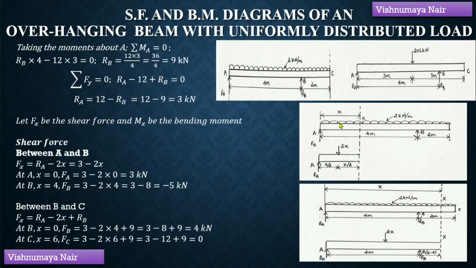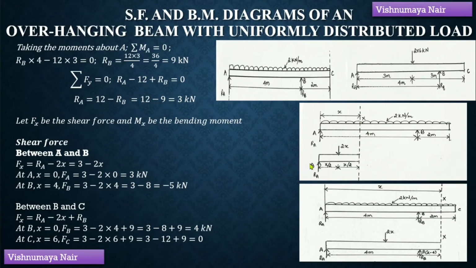For solving the numerical problems, we have to convert this UDL into a point load like this, whose value will be equal to the product of the rate of loading and the length of the UDL. The rate of loading is 2 kilonewton per meter, whereas the length of the UDL is x meters. So, the point load will be equal to 2 into x, and it will be acting at the center of the UDL. Here, the center of the UDL will be at a distance of x by 2 from the end A and from the section.